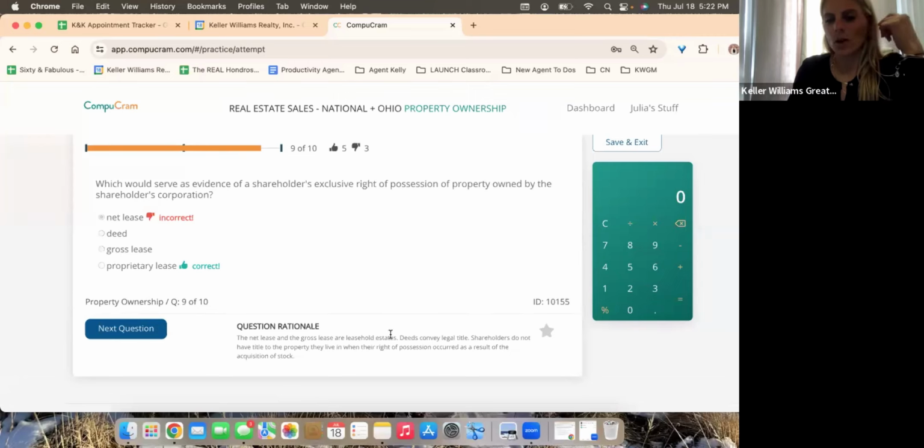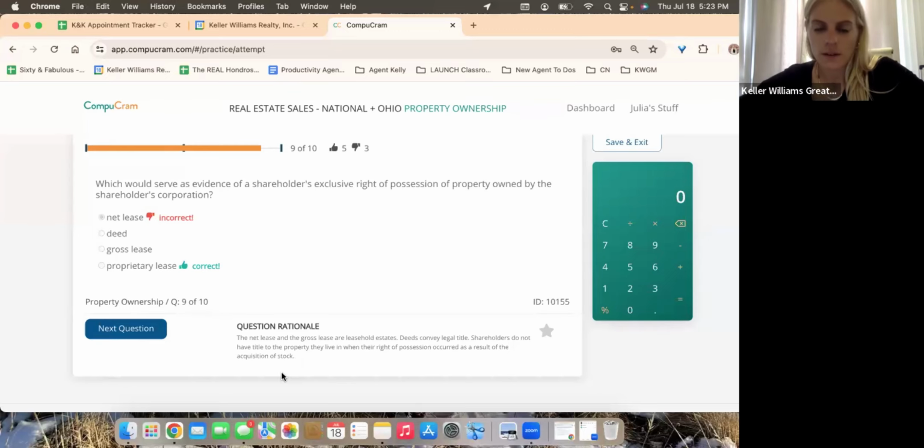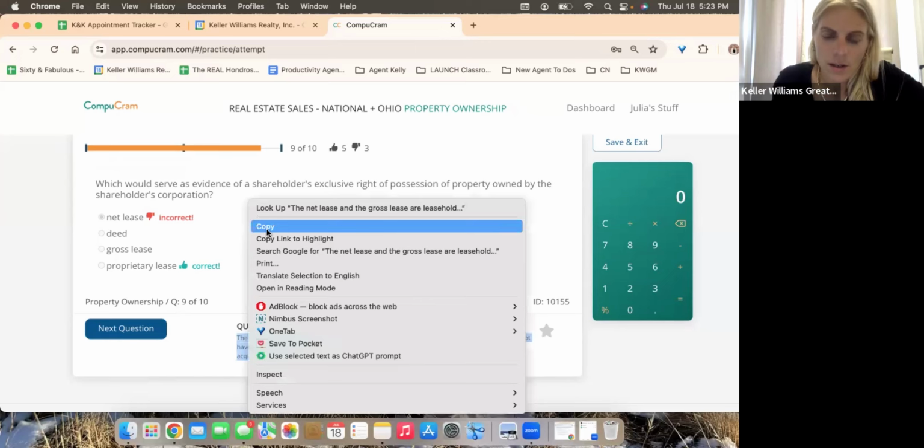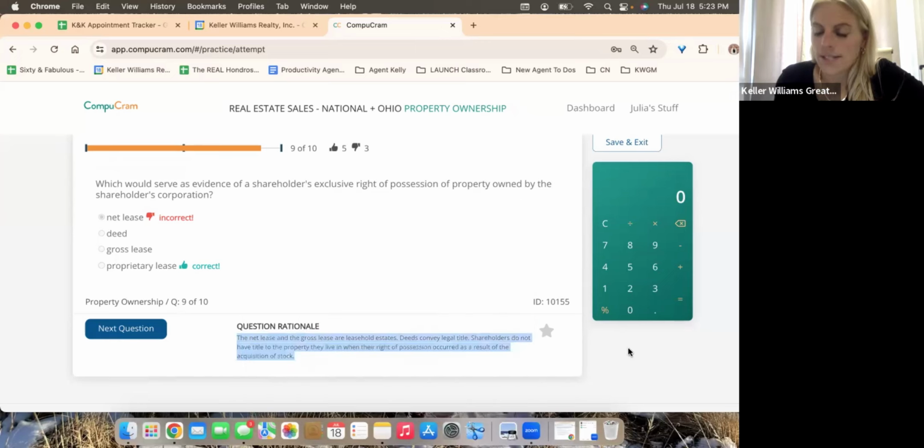The net lease and gross lease are leasehold estates. Deeds convey legal title, and shareholders do not have title to the property they live in. Their right of possession occurs as a result of acquisition of stock. So shareholders of a cooperative are going to have a proprietary lease. Definitely we'll have questions about that on the exam too.